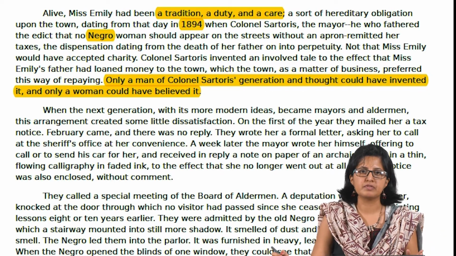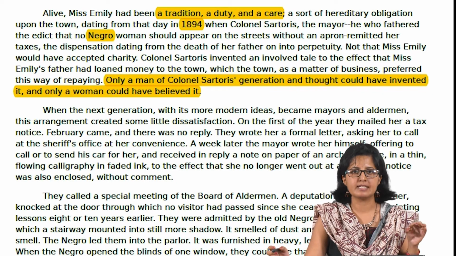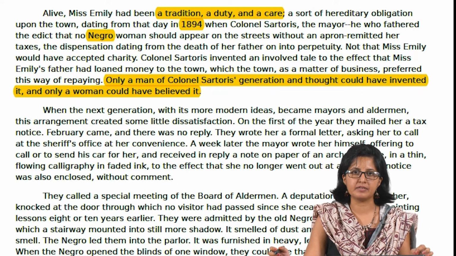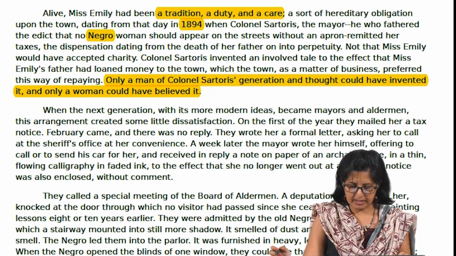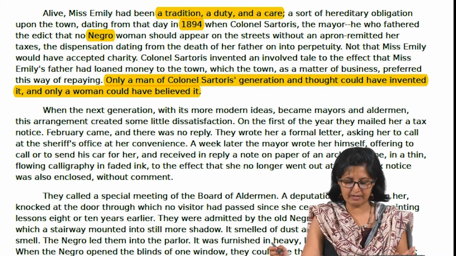We find the use of the term Negro throughout the story, and it is also a way in which the South had continued to address the black person. And towards the end of this paragraph, we find this: "Only a man of Colonel Sartoris' generation and thought could have invented it, and only a woman could have believed it."